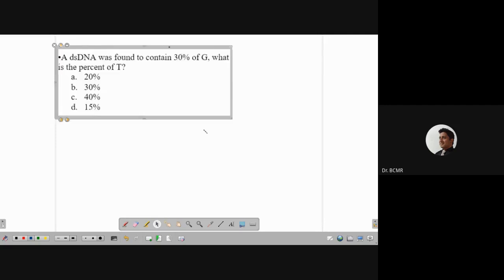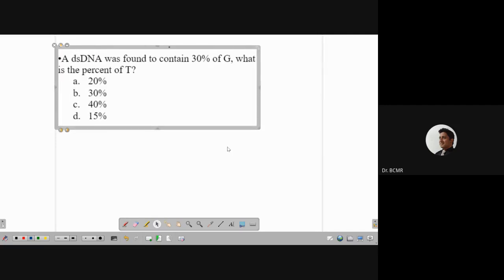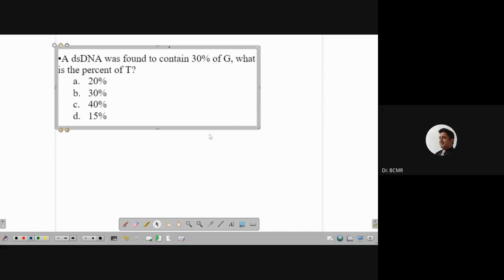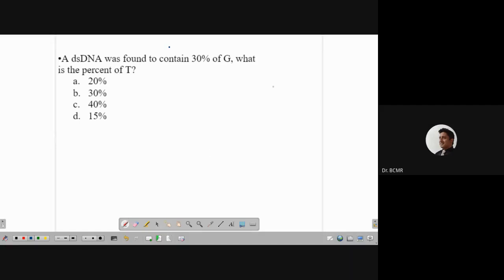A double-strand DNA was found to contain 30% of G. What is the percentage of T? That's a simple question. Please answer faster. 20%. Yes, if G is 30%, C is also 30%. Then the remaining is 40%. So A plus T would be 40%. So for T alone, it would be 20%. That would be the answer.